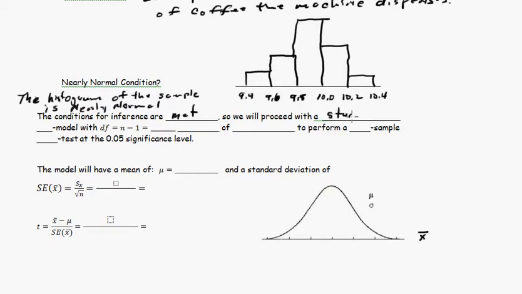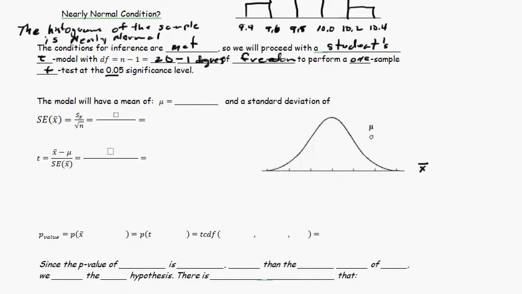Student's t model with n-1, so 20 minus 1 degrees of freedom, to perform a 1 sample t-test, and then we are specifying an alpha level of 0.05. Okay, so this is our transition statement. Okay, so now we're ready to do the computations.